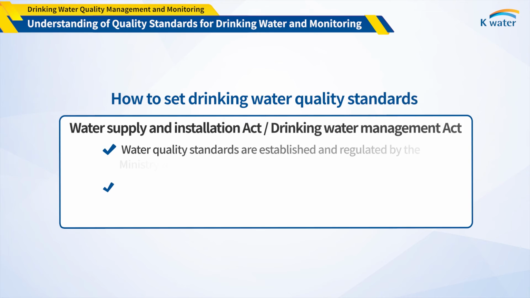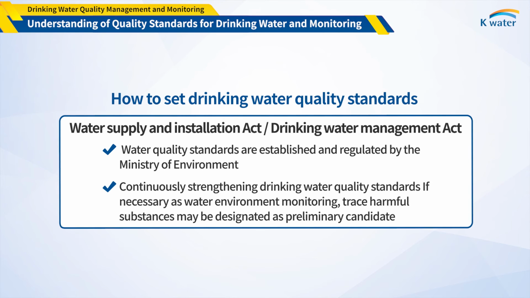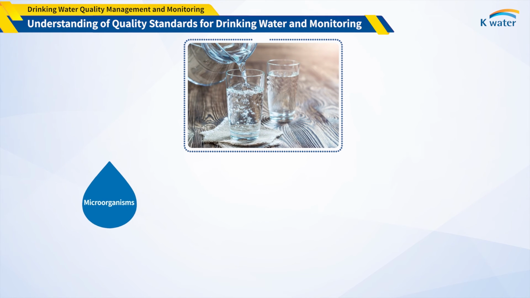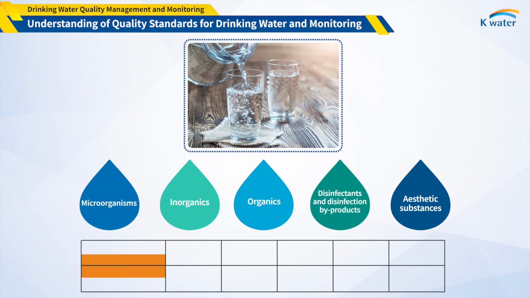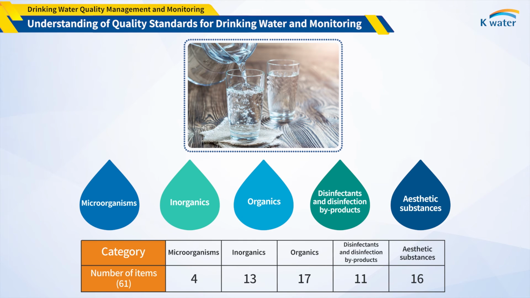The Ministry of Environment stipulates all matters related to water quality standards. Korea's water quality standards are constantly being strengthened as water pollution intensifies. In addition, trace pollutants are continually investigated through long-term national monitoring. Some of them are designated as preliminary parameters to conduct intensive monitoring.